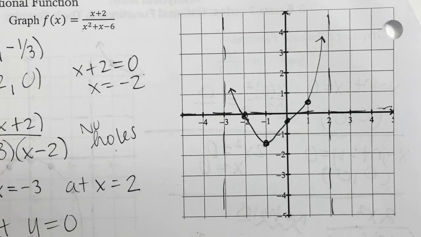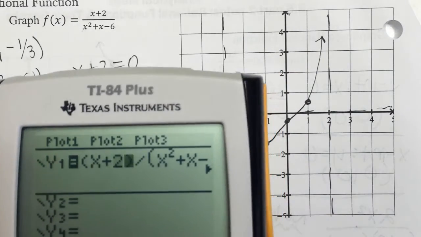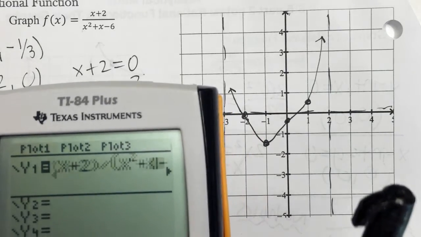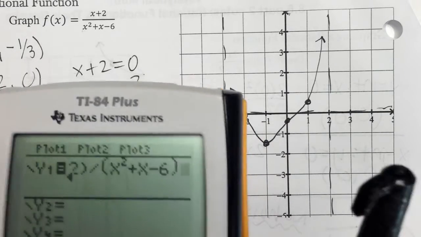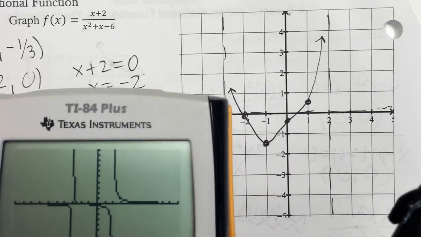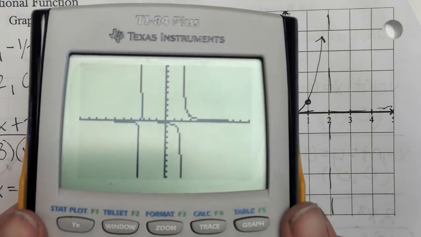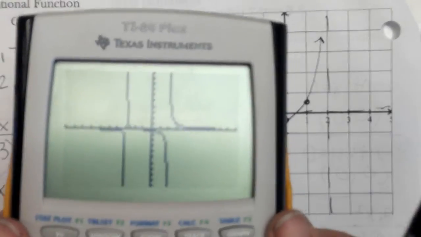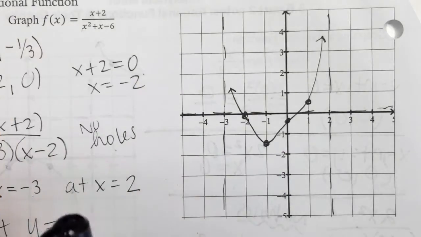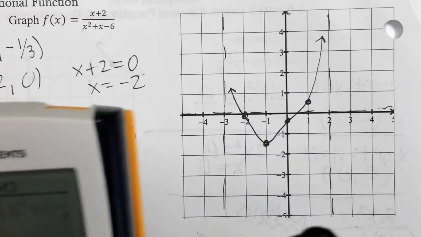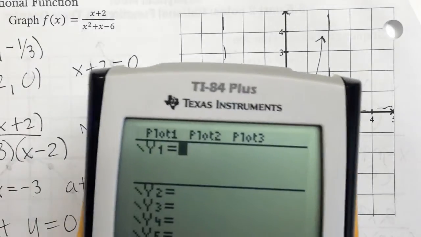And then look at this. I just typed in x plus 2 divided by x squared plus x minus 6, and my graph looks like this. That's not right. Wait, how does it... That's what yours looks like? Yeah. Okay, mine looks like this. Let me try it one more time.